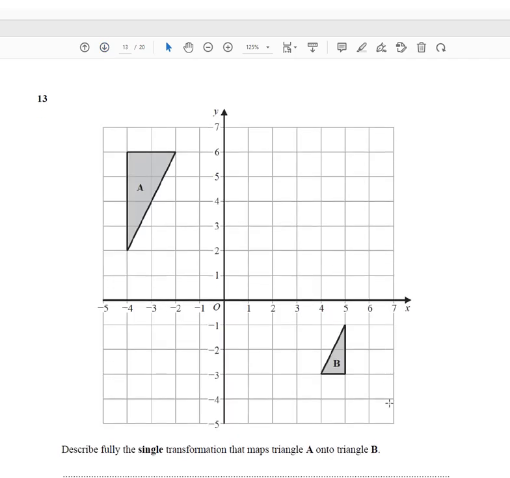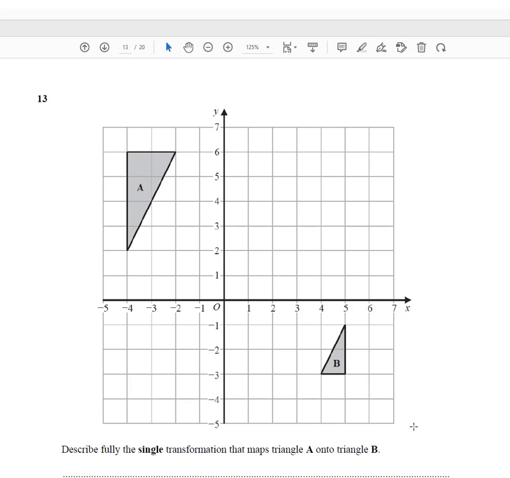Question 13. Describe fully the single transformation that maps triangle A onto triangle B. Now, you can see that it looks like it's been rotated and it's obviously bigger. But it says single transformation. So if you said rotate it and then enlarge it, that's two transformations. You've got to do one transformation. If the shape is bigger, but the shape is upside down, that means the enlargement is negative.